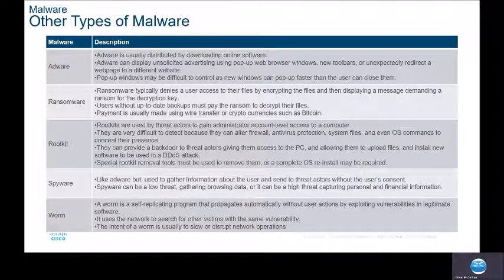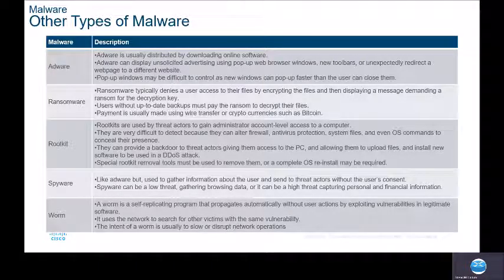Pop-up windows may be difficult to control as new windows can pop up faster than the user can close them. So ransomware, of course, typically denies a user access to their files by encrypting the files and then displaying a message demanding a ransom for the decryption key. Users without up-to-date backups must pay the ransom to decrypt their files. Payment is usually made using wire transfer or cryptocurrencies such as Bitcoin.